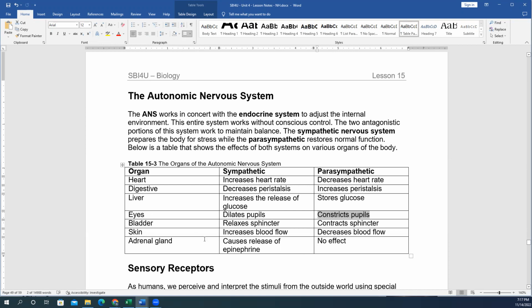The skin, in response to the stress: the sympathetic nervous system will increase blood flow to the skin, while the parasympathetic nervous system will decrease blood flow and return blood flow in the skin back down to its normal levels. The other major gland, the adrenal gland, if you recall, has the ability to release epinephrine, and the sympathetic nervous system causes the release of epinephrine from the adrenal gland, while the parasympathetic system will have no effect, and eventually the levels of epinephrine will return back down to normal.